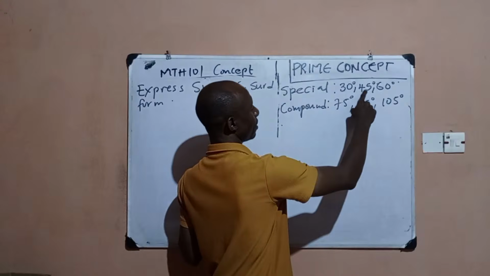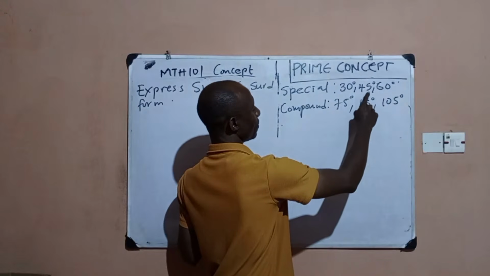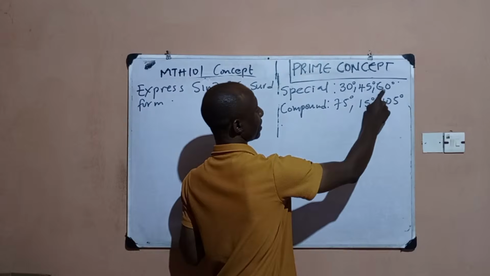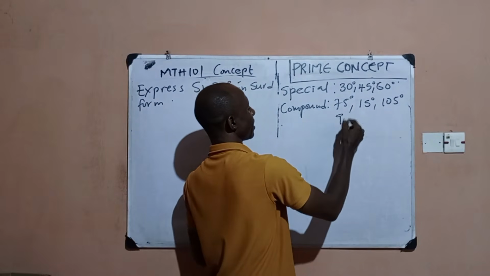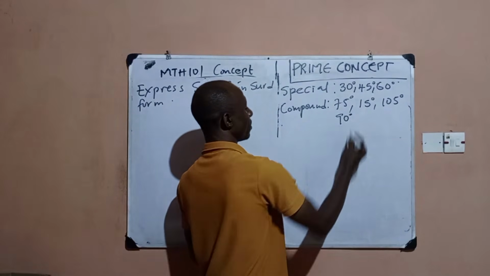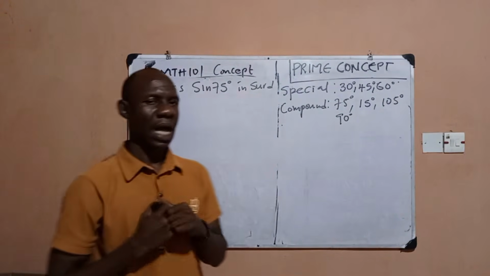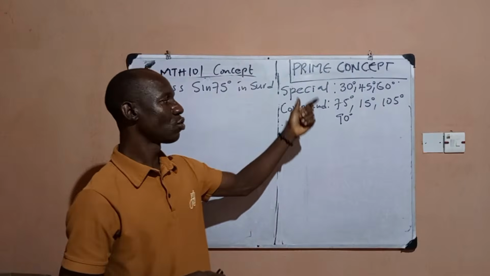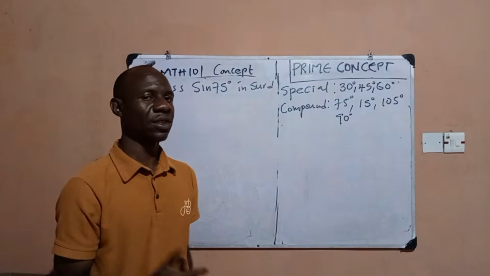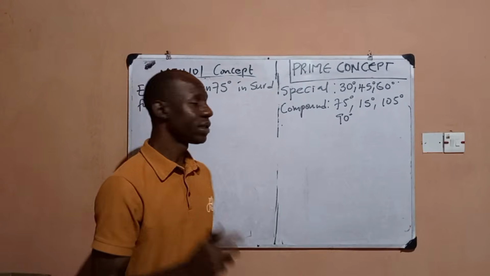Yes. If you say 30 plus 60 is 90, so 90 can still be a compound angle, right? Yeah, so that's what we mean by compound angles. Angles that are gotten by combining two or more special angles in addition or subtraction. Is it clear to you?